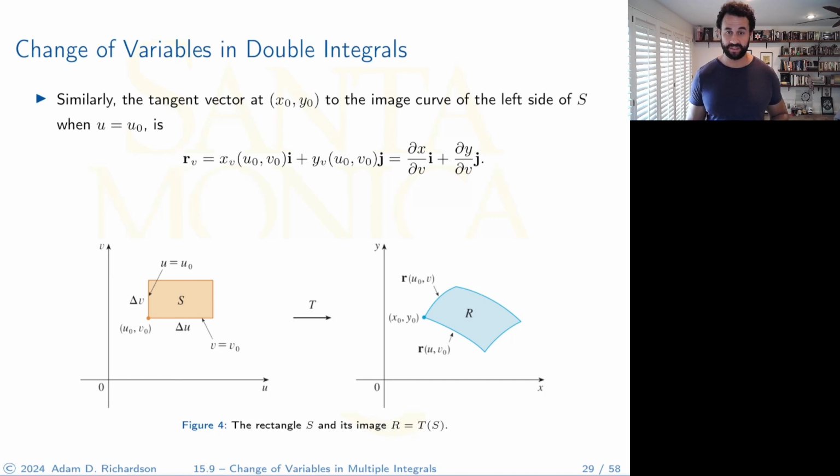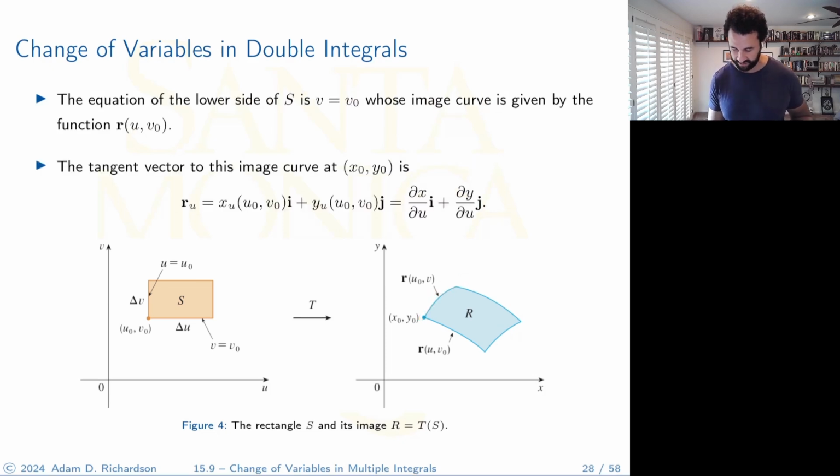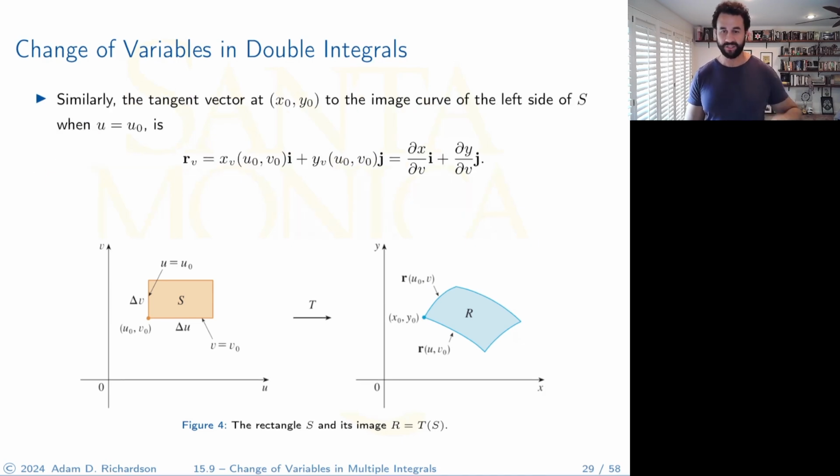Now, similarly, the tangent vector at this point to the image curve of the left side, this one, is what you get when you differentiate with respect to v. So you can imagine we are looking at the tangent vectors at these various points there, and previously they were here, here, here. That's the idea, looking at these tangent vectors.